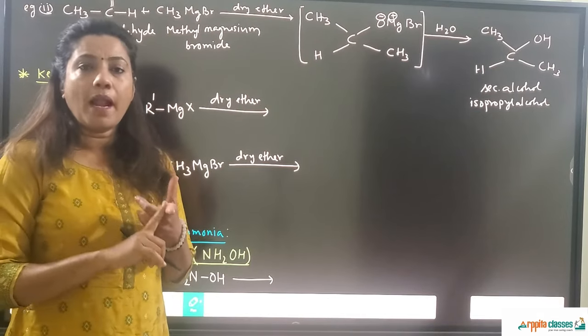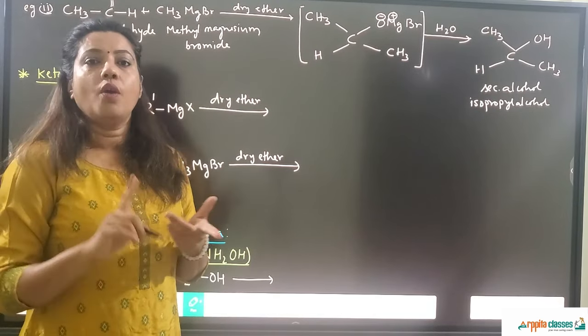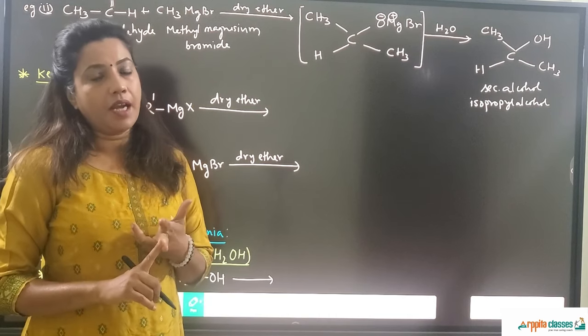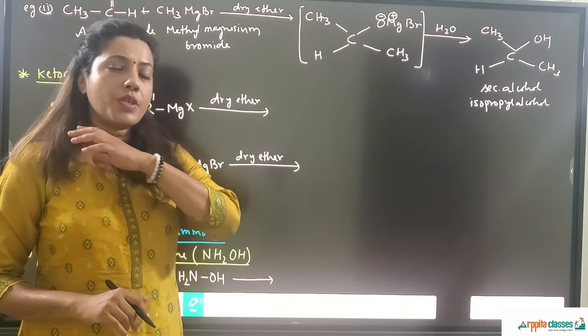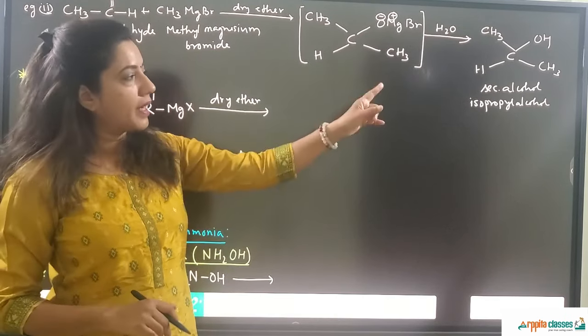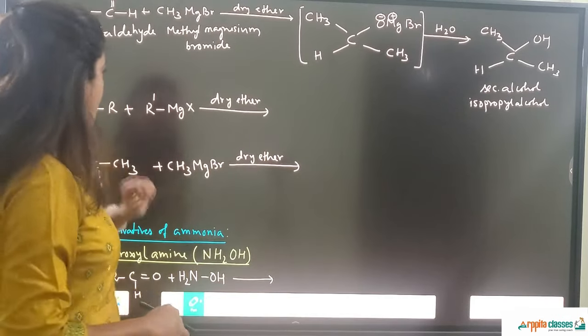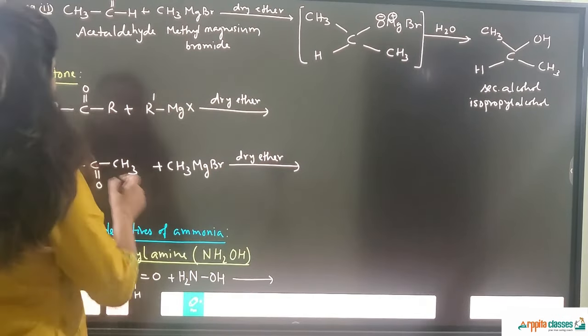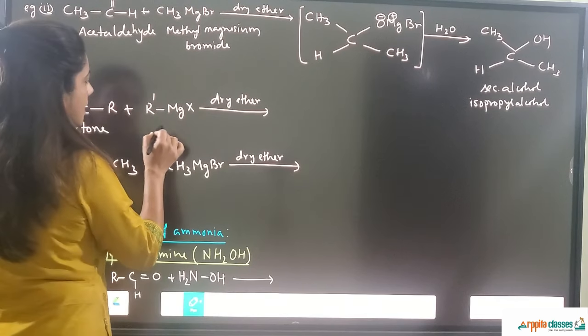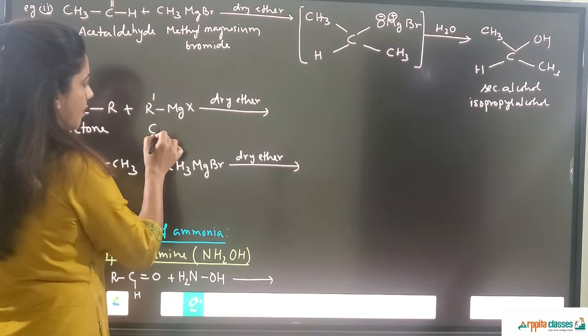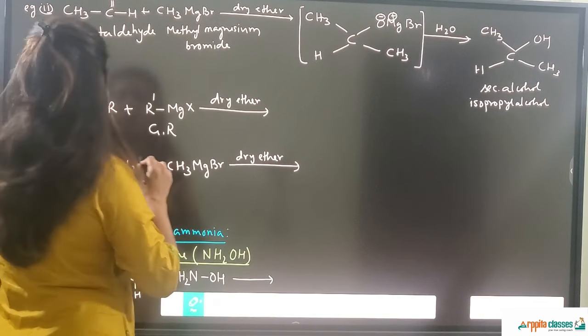Okay, so with formaldehyde we get primary alcohol. With acetaldehyde we get secondary alcohol. Actually, except formaldehyde, if you use any aldehyde, you will get secondary alcohol. Okay, and let's see what happens with ketone. Now this is my ketone, and this is the alkyl magnesium halide, that is your Grignard reagent.